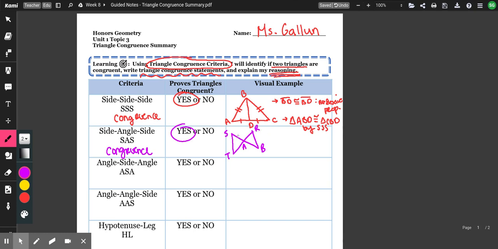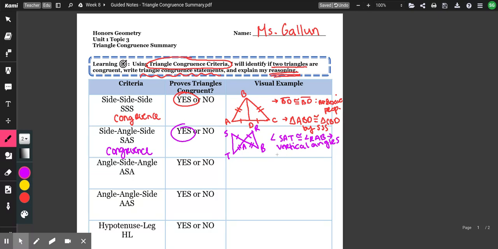So for side angle side, I'm going to know that this side and this side are congruent. This side and this side are congruent. Oh, wait, I only know two things. What's the third thing I know? Oh, maybe I know that angle SAT is congruent to angle RAB. How do I know that? They're vertical angles, right? You don't need to be told that. You've got to look for it. It's just like the reflexive property.